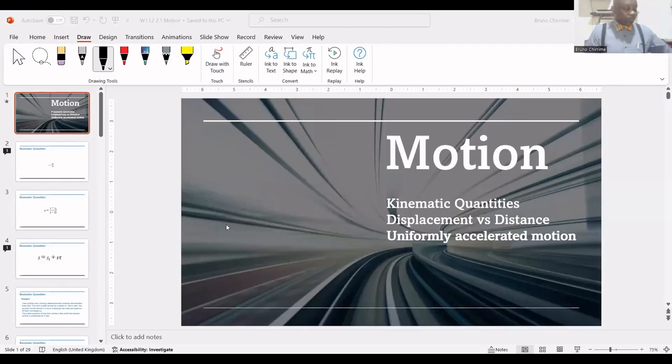So today we're going to talk about motion, and under this we'll have three subtopics: kinematic quantities, displacement versus distance, and uniformly accelerated motion. So we're going to talk about acceleration also. These three topics are very important, and now you can probably see the importance of having looked at vector operations such as multiplication, especially addition. So this is where we start to apply that knowledge.